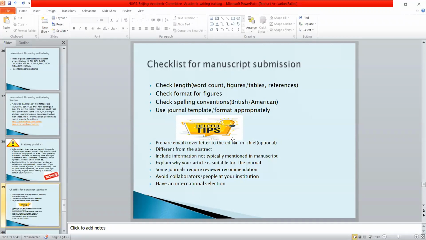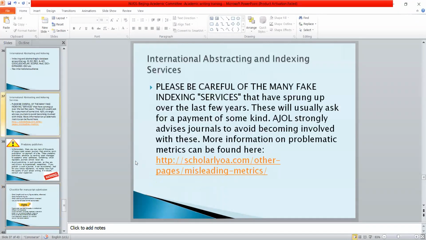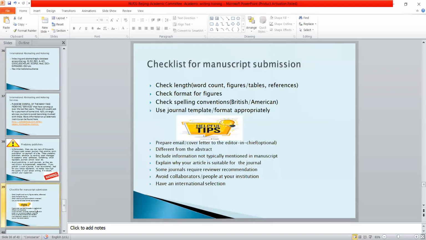Prepare emails from cover letter to the editor-in-chief. Sometimes it is optional. It doesn't count. People see it as optional. Then you also include information not typically mentioned in the manuscript. When you are writing, for instance, under your cover letter, you can mention some of these things. Then some of the journals will also require that you suggest people to review your work.